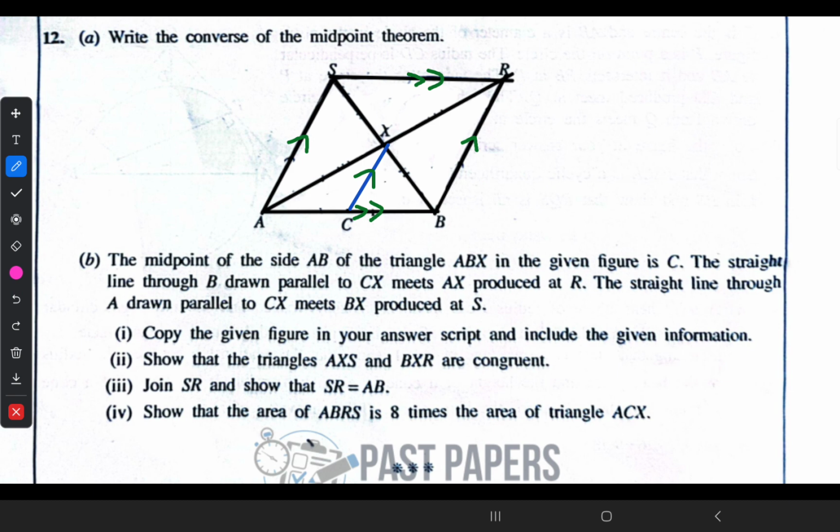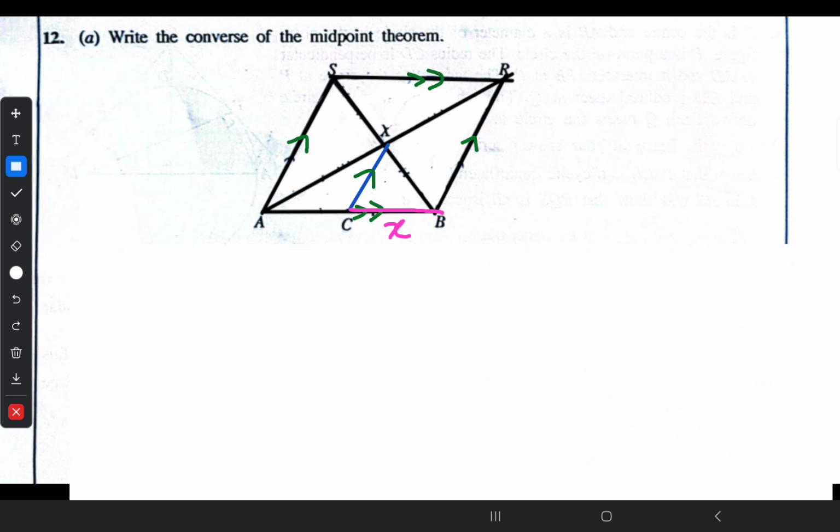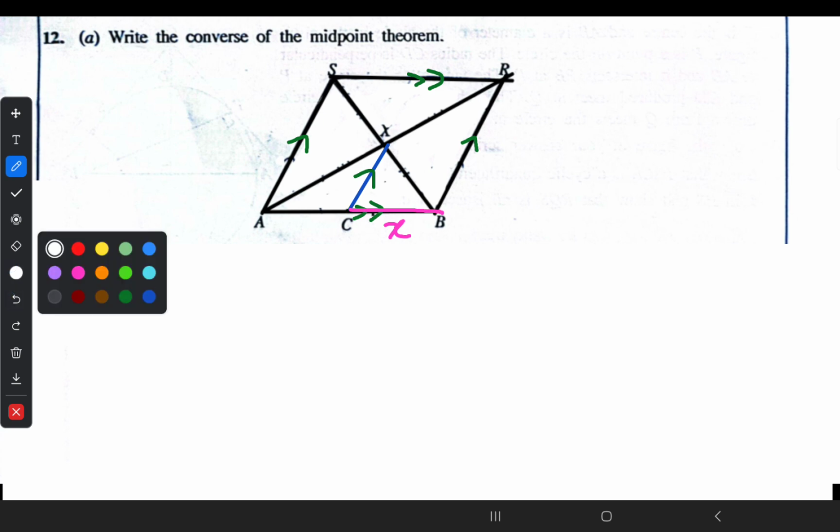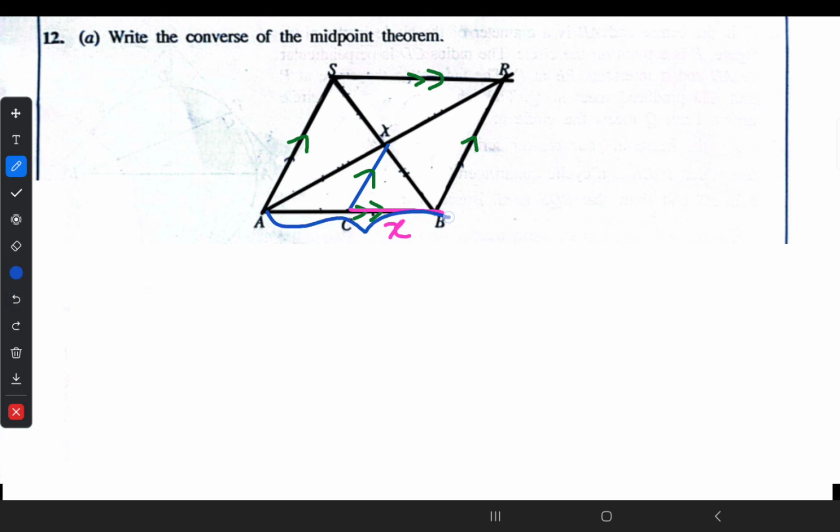First of all, I'll consider this small length as x. That's the thing I first used. If not, we cannot show this. That's why we are using some variables to correlate with. So if this length is x, this total length would be 2x. This AB is 2x because we know that C is the midpoint of AB.